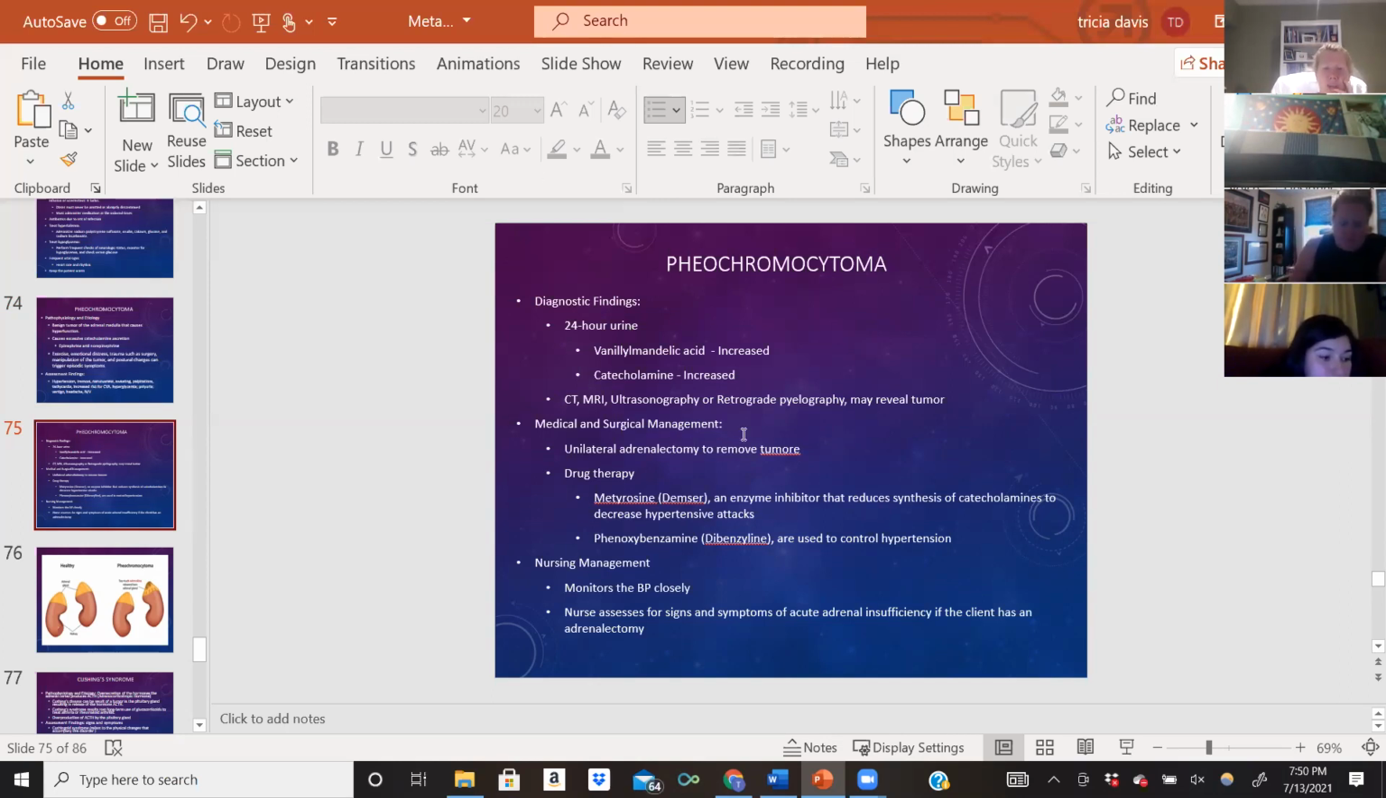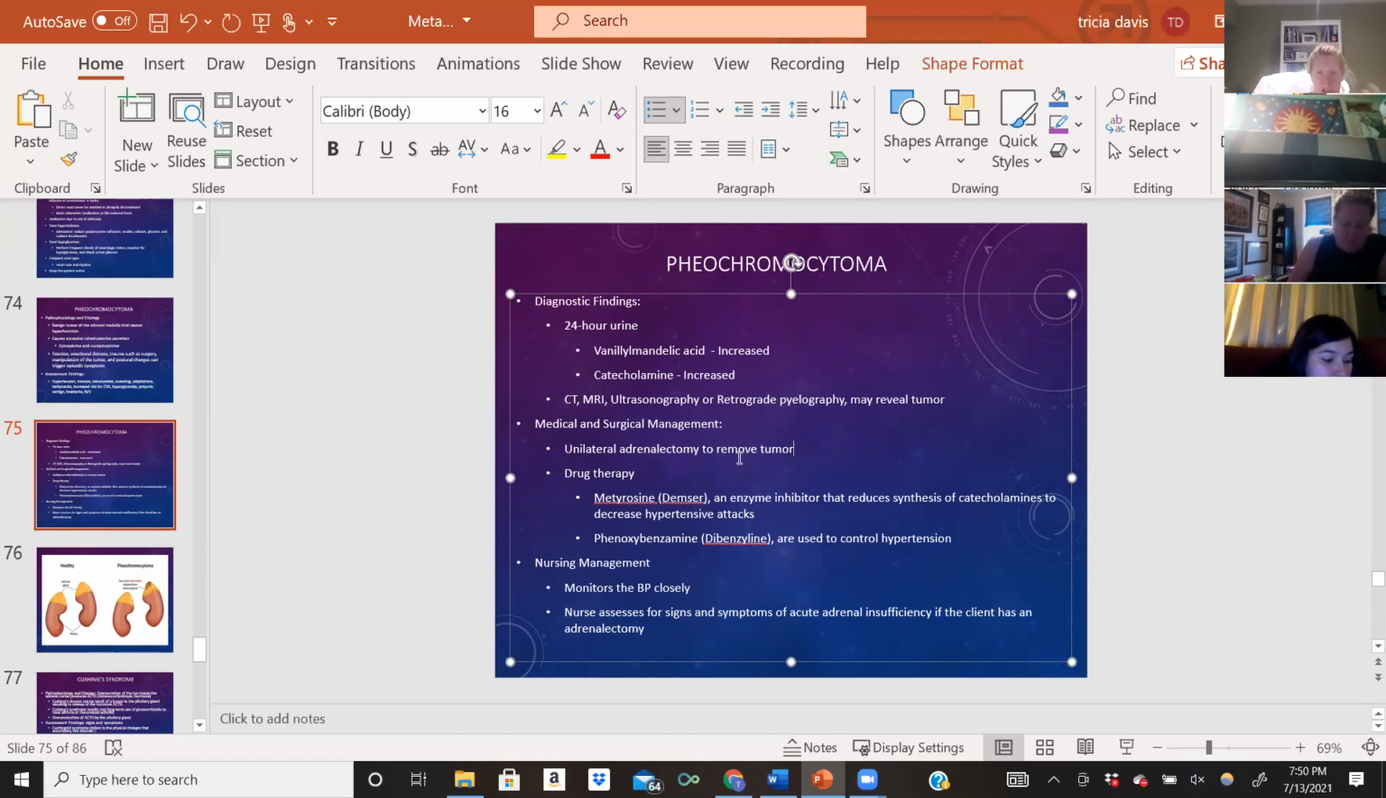Medical and surgical management. So they may have to do a unilateral adrenalectomy to remove the tumor, it just depends. We could give them drug therapy. So we could give them metyrosine or Demser. This is an enzyme inhibitor that reduces synthesis of those catecholamines, and it decreases the hypertensive attacks that the patient has. And then we can also use phenoxybenzamine, which is also used to help control the hypertension because they have such elevated blood pressure.